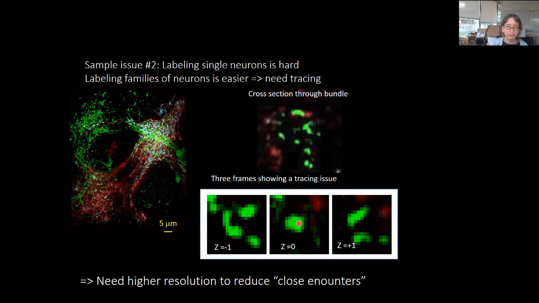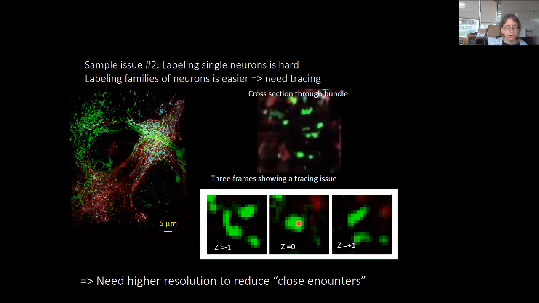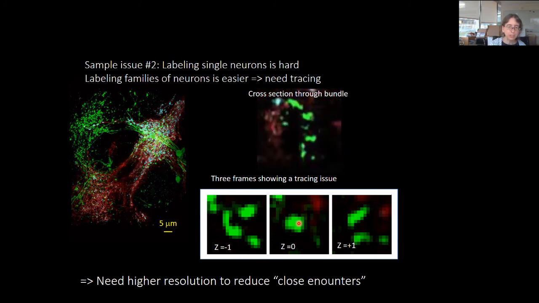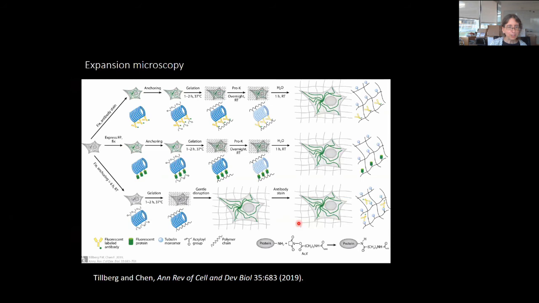And so if you want to do less specific labeling, you need higher resolution to reduce close encounters. Or to flip that around, if you have a higher resolution measurement, you get to make the simpler sample where you don't have your postsynaptic partners labeled one at a time.